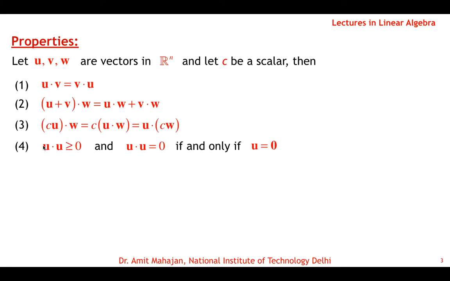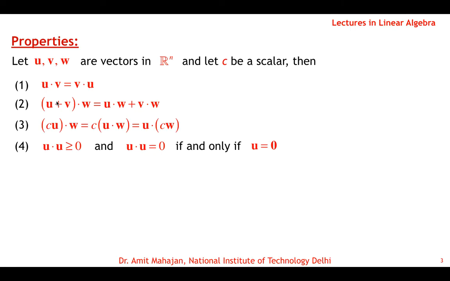The fourth property is that the inner product of a vector with itself is always greater than or equal to 0, and in fact it is equal to 0 only in the case when the vector itself is a 0 vector. Okay, so the inner product of a non-zero vector with itself is always strictly greater than 0.